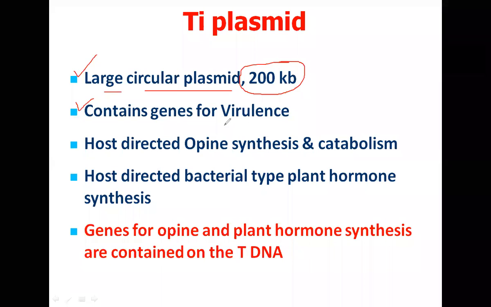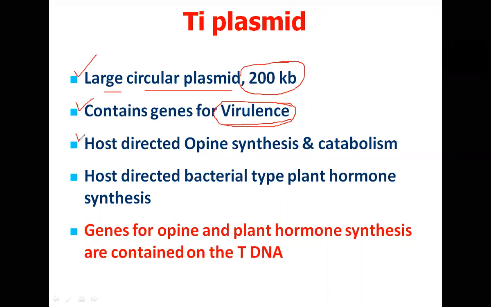Genes for virulence means it contains genes which are required for successful infection. So all those genes, the gene products of which are required for infection, are residing on this Ti plasmid.